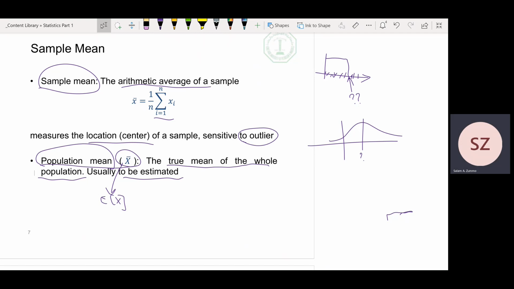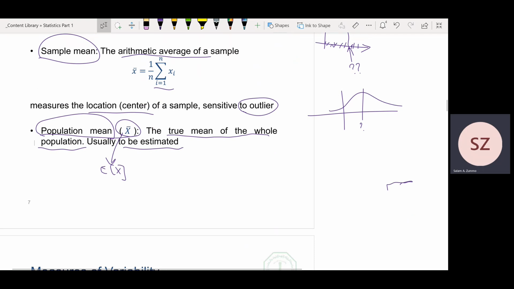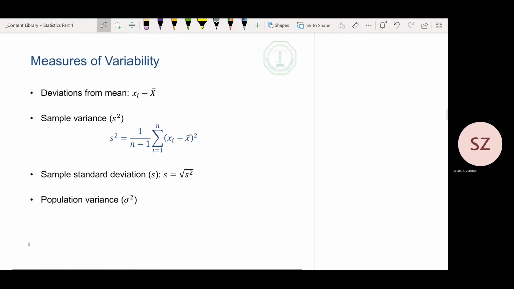So the sample mean changes from one sample to another, whereas the population mean is the ultimate mean, the true mean, which we don't have access to. We need to estimate it using the samples. So every time we take a sample and measure the sample mean, we get a certain sample mean, and you expect that every time you get a different sample mean.